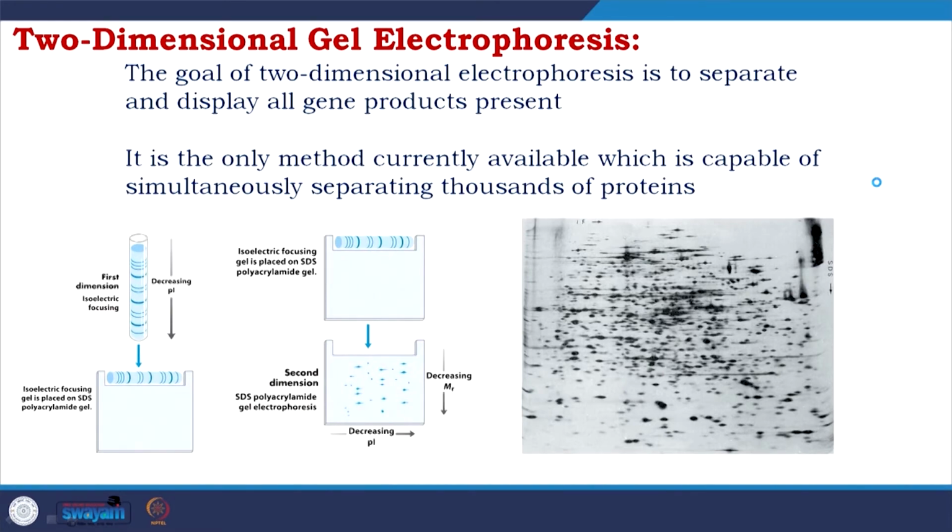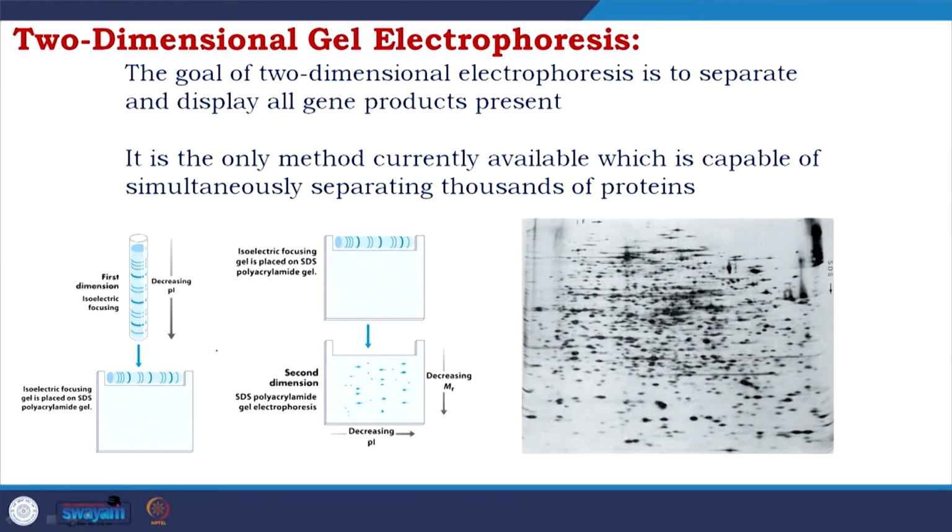The goal of 2-dimensional electrophoresis is to separate and display all gene products present, let us say in a cell you are experimenting. It is the only method currently available which is capable of simultaneously separating thousands of proteins. That is the beauty. There are many disadvantages, I am coming to them, but the advantage is you have a cell and you do this in the first dimension: you do isoelectric focusing, that is you have a pH gradient and according to pI they are separated.